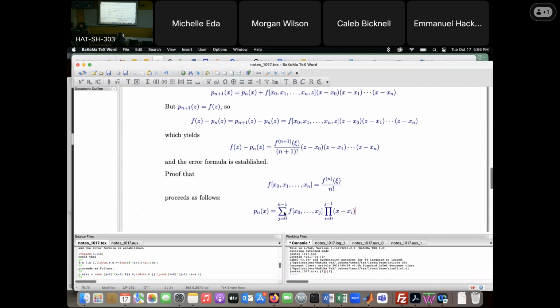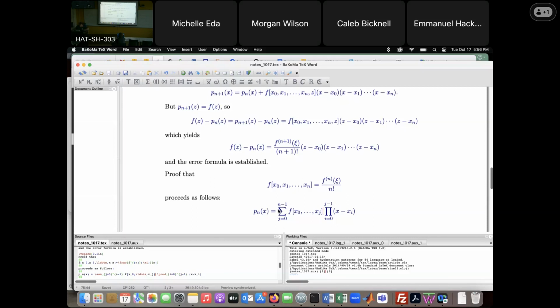Okay, so here we have divided difference times the product of linear factors, but when j is equal to 0, this is just f of x 0. And then here I have a product of i going from 0 to minus 1. That is called an empty product, which is defined by convention to be equal to 1. Just like an empty sum is defined to be 0.